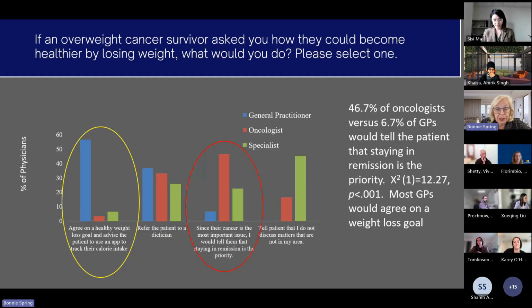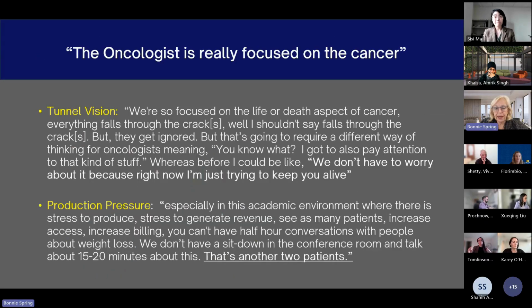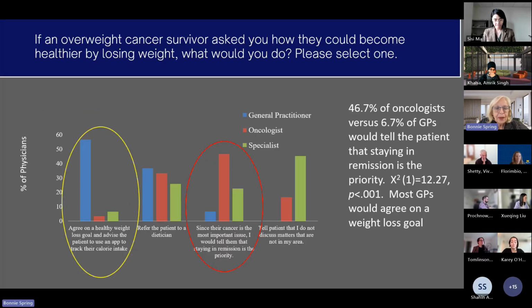The worst were the specialists. They'd tell the patient, "I don't discuss matters that are not in my area." But the oncologists were not so great either. They said, "Since their cancer is the most important issue, I would tell them that staying in remission is their most important priority." So again, they're not doing what the guidelines say about trying to ensure good quality of life and the longevity and healthy period of life of their survivors.